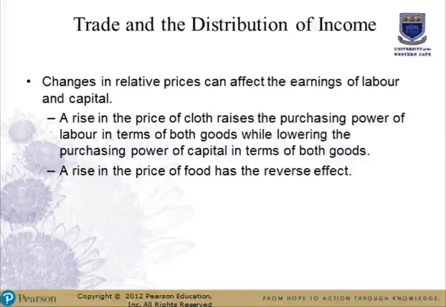Now, let us look at what happens to the distribution of income in our model given that the two countries are trading. Recall from the previous analysis that an increase in the price of cloth will affect earnings of labor and capital through raising the purchasing power of owners of labor whilst decreasing the purchasing power of capital owners. In short, labor gains whilst capital loses.